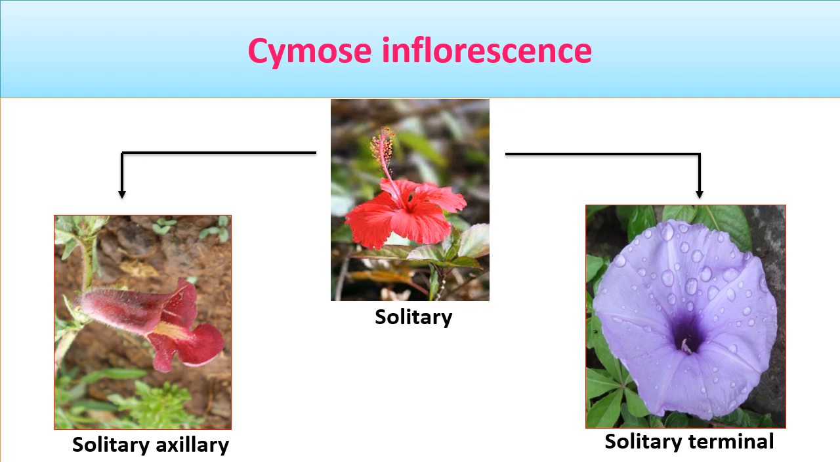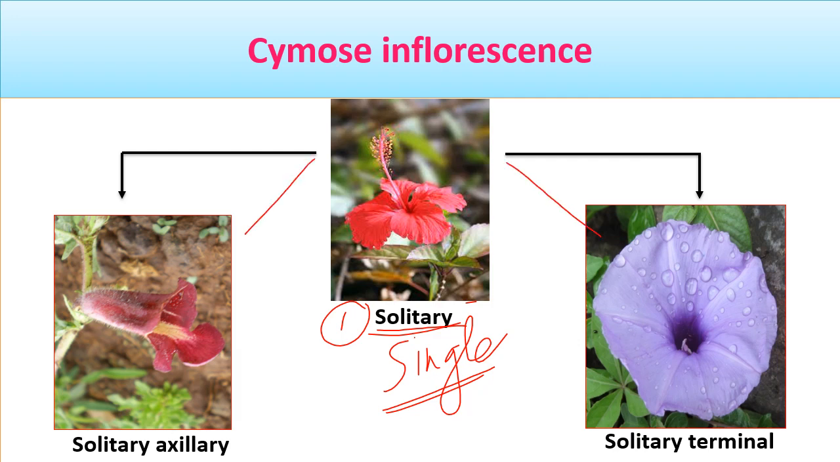So first, the solitary type. The meaning of the word solitary is single, meaning when an inflorescence includes a single flower, that is called solitary. But it has two types. The first type is called solitary axillary, and the other type is called solitary terminal.